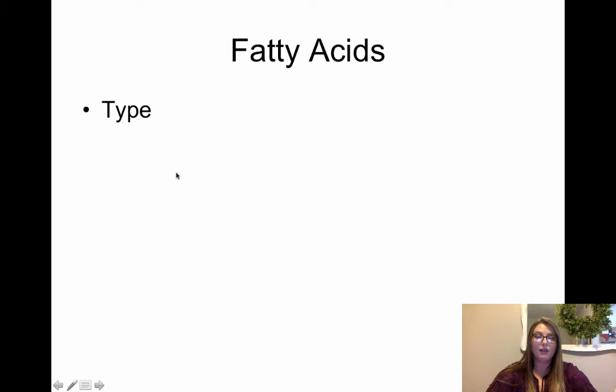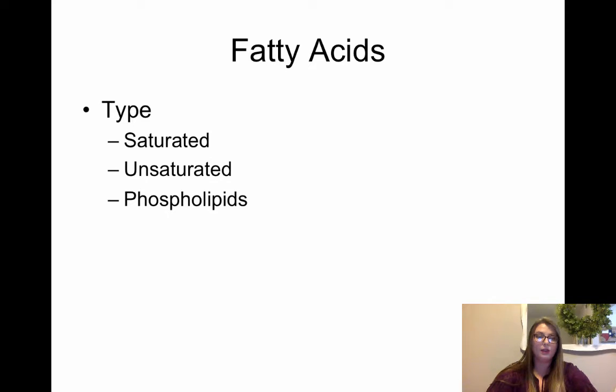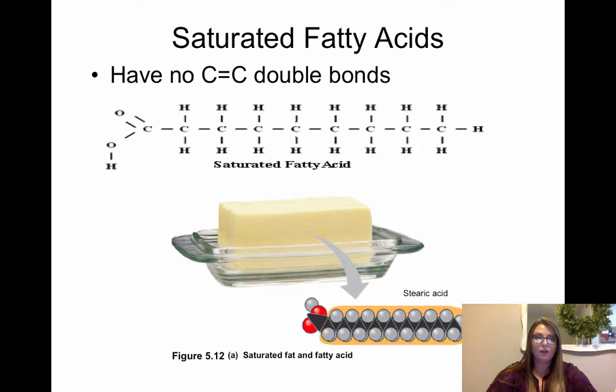Okay, so we have a couple of different types of fatty acids. The first is saturated, we have unsaturated, and we also have phospholipids. Saturated fatty acids have no carbon-to-carbon double bonds. I don't want you to be confused here by this double bond between this oxygen and carbon. We don't see any double bonds between any of the carbons, so we know that this is going to be a saturated fatty acid. Because we don't have any double bonds between these carbons, that gives us more room to add more hydrogens. So it's saturated with hydrogen, which is what makes it a saturated fatty acid.